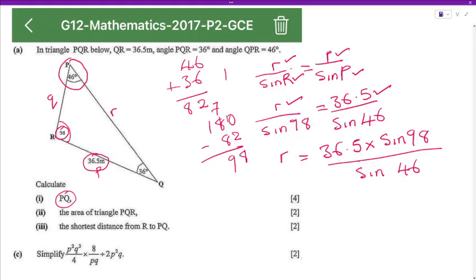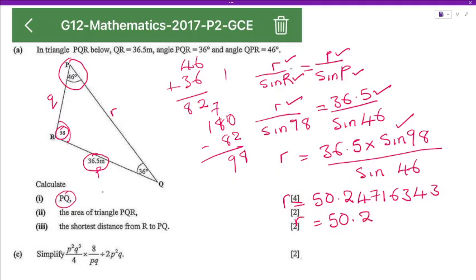At this point, we can now punch what we have up here. So on your calculator, we're going to say 36.5 times sine 98. You press equals. The answer you're going to find should be a decimal, and then you divide by sine 46, which is the denominator there. Okay, that gives me 50. So R will be equal to 50.2471634.